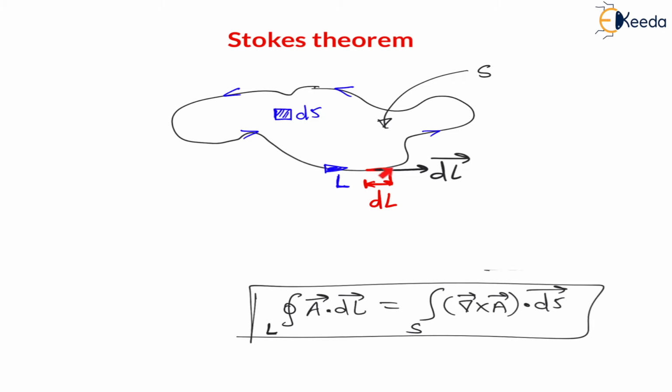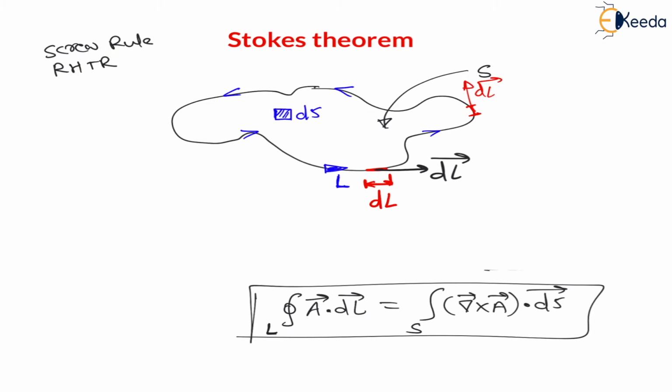Now the direction of dl: we know that in the direction of rotation we have to draw a tangent at the surface. Likewise, if I consider the surface over here like this, the tangent is the direction of dl. Now the direction of dl we can find, but the direction of ds, as we have seen, is calculated by the screw rule or the right hand thumb rule, right?